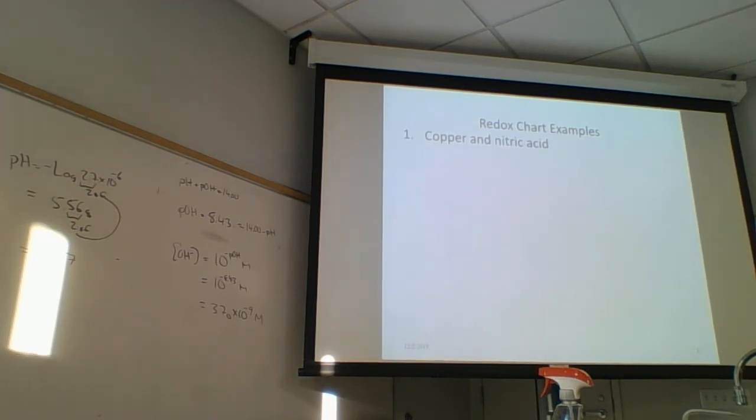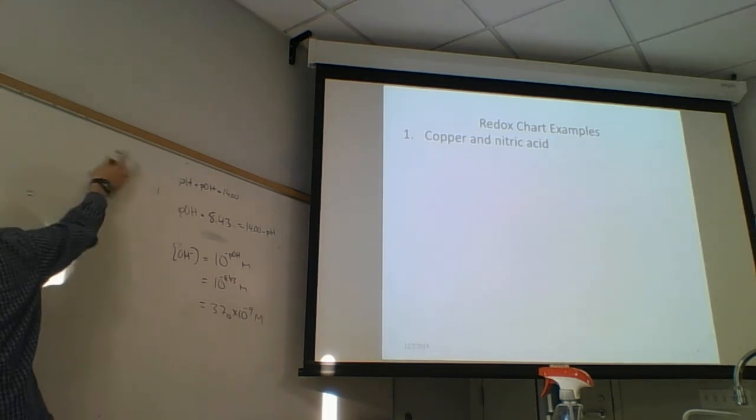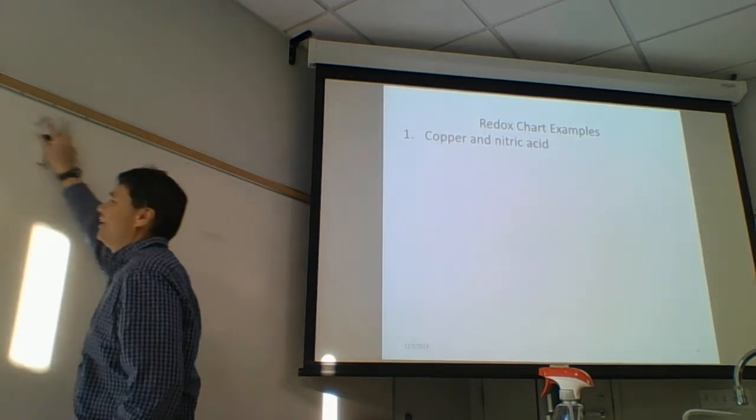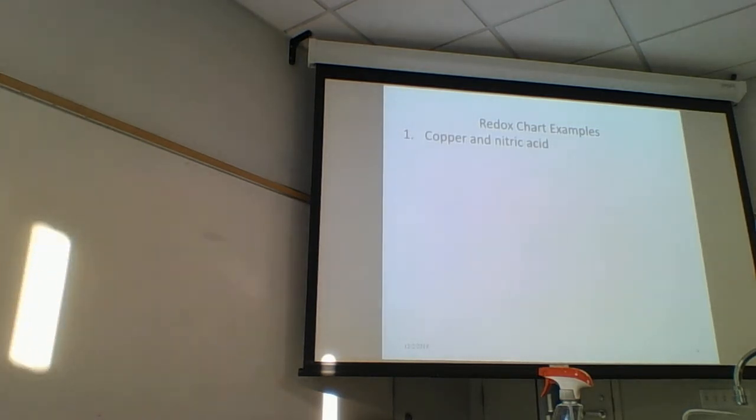Okay, copper and nitric acid. First off, we've got to write the formula. What's the formula for copper? Cu or Cu2 plus? Cu. Solid? Solid. Yeah, that's correct. Cu2 plus is not called copper, it's called copper ion. Different properties. All right, nitric acid?